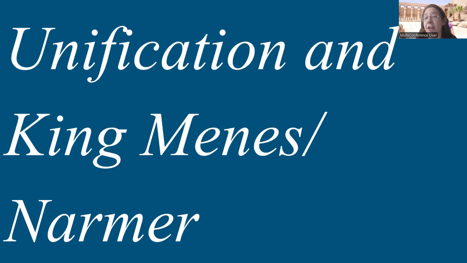So let's get started. As this slide says, I'm going to be talking in more detail about the unification of Upper and Lower Egypt and some of the founding figures that may have been involved in that, partly or mainly at this point, King Menes / King Narmer. And you'll see why those two names are different with the next slide.